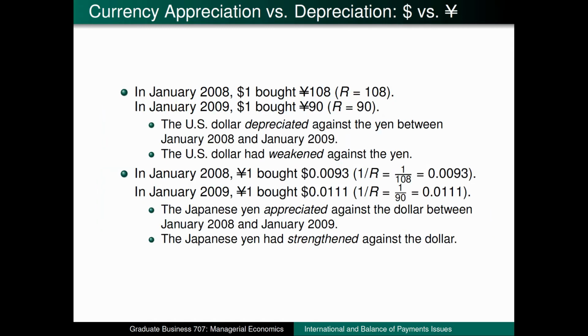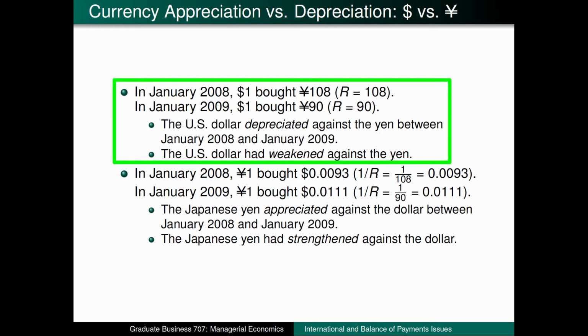If the dollar appreciates against a foreign currency, then this implies that the foreign currency depreciated against the dollar. Or vice versa, if the dollar depreciates against a foreign currency, then this must mean that the foreign currency appreciated against the dollar. This slide presents a numerical example of the US dollar depreciating against the Japanese yen.